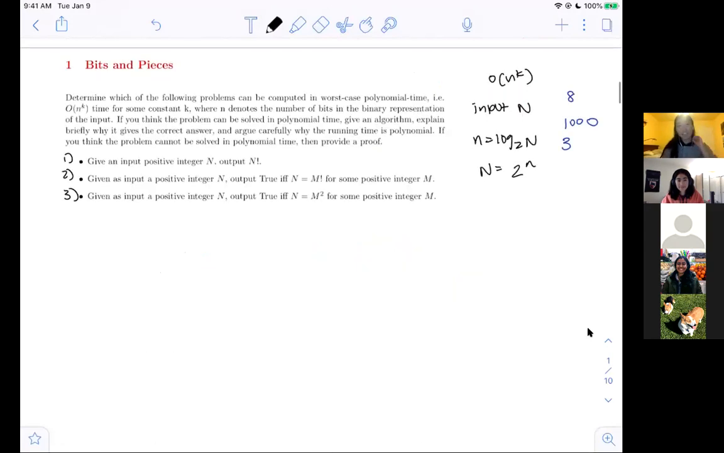Okay. So our third question is, if given an input, our big N again, we want to check if n is equivalent to m squared for some positive integer m. Does anyone have first thoughts on if we could calculate this in polytime or not?